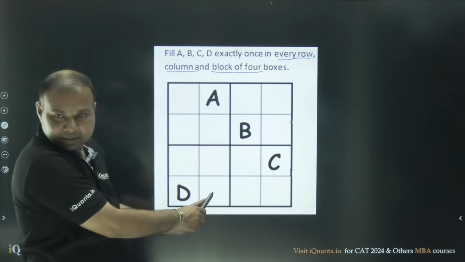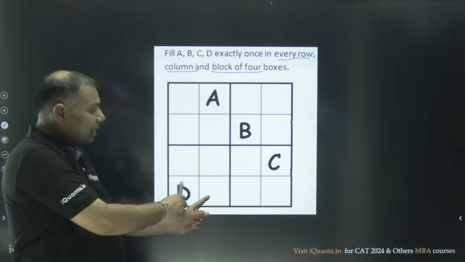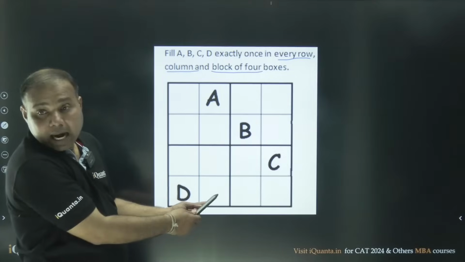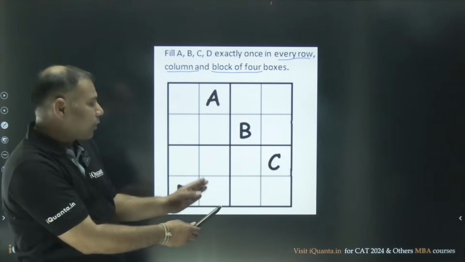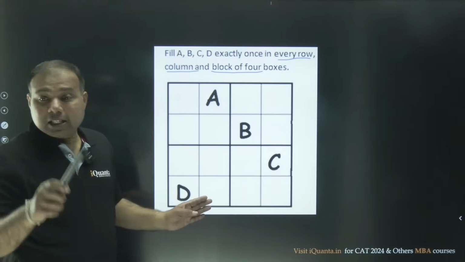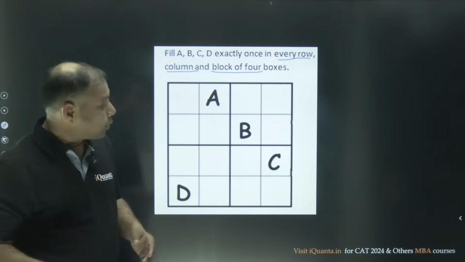But what about B or C? Both may be there. I'm not sure about that, right? So this is not a good place to start with. I'm looking for those places where I certainly know that which digit is going to come.